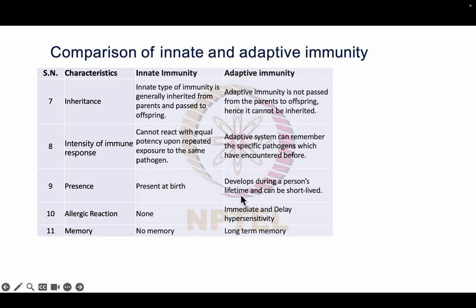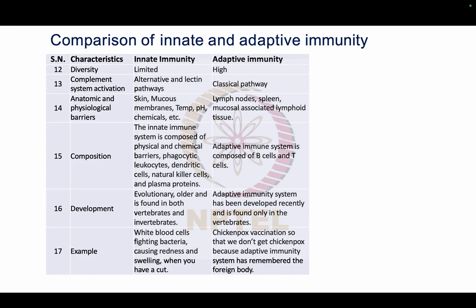Innate is present at birth, adaptive develops during a person's lifetime and can be short-lived. Innate: none; adaptive: immediate and delayed hypersensitivity. Innate has no memory cells associated with it, but adaptive immunity has long-term memory. Innate immunity diversity is limited, adaptive immunity diversity is high. Innate immunity: alternative and lectin pathways of complement system activation; adaptive immunity: classical pathway. Innate immune cells are present in skin, mucous membrane, temperature, pH. Adaptive immunity: lymph nodes, spleen.